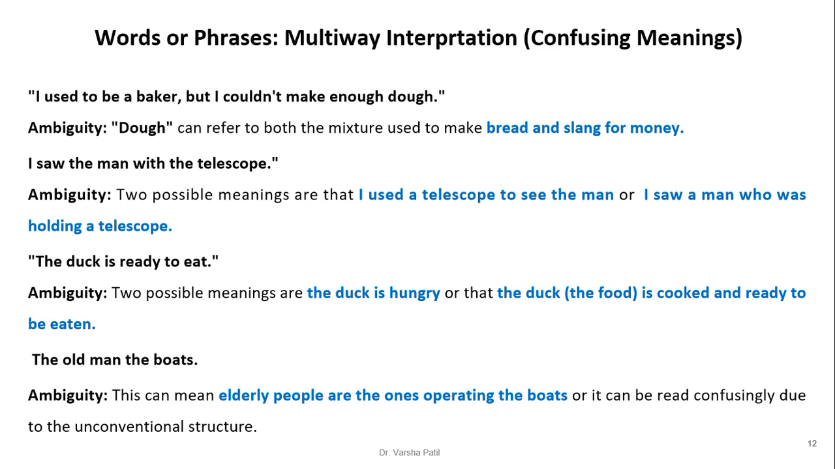The duck is ready to eat. The two possible meanings are: the duck is hungry, or the duck, that is food, is cooked and ready to be eaten. The old man the boats. I have already explained this. This can mean elderly people are those who operate the boats, or it can be read confusingly due to the unconventional structure. We would see the old man as a noun phrase, but here the old is the noun phrase, and man acts as a verb.